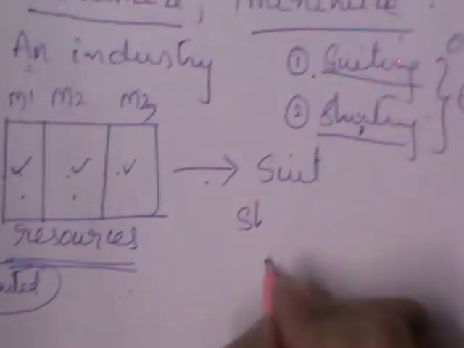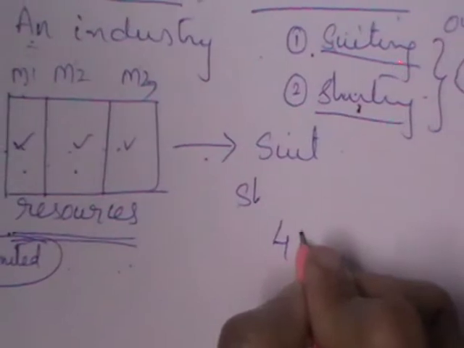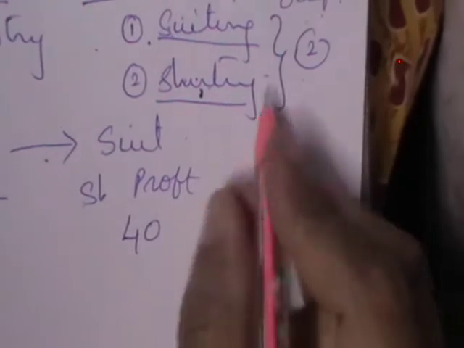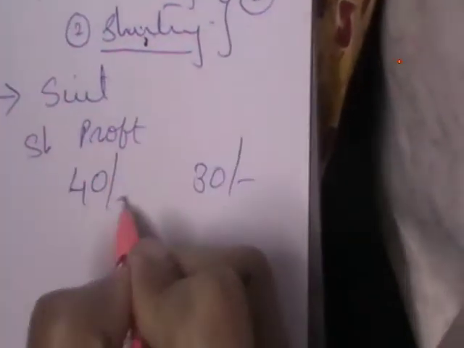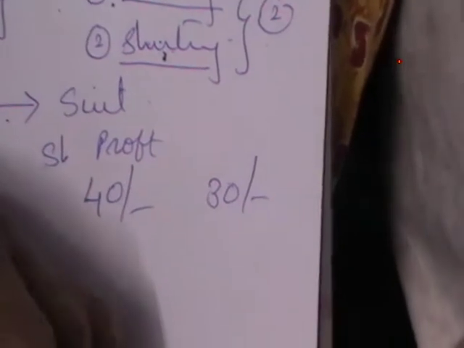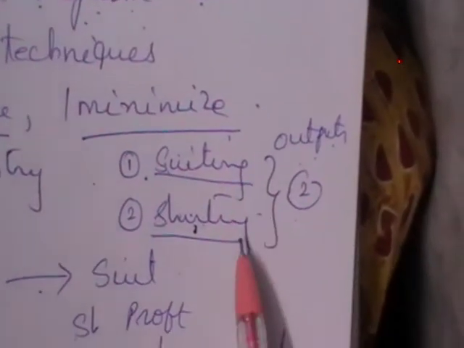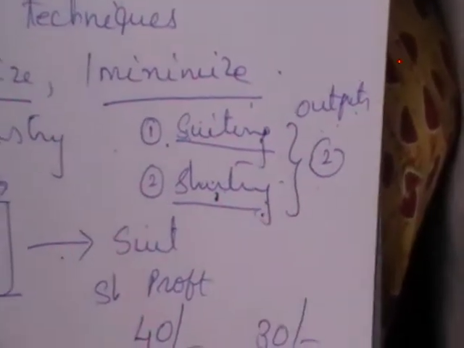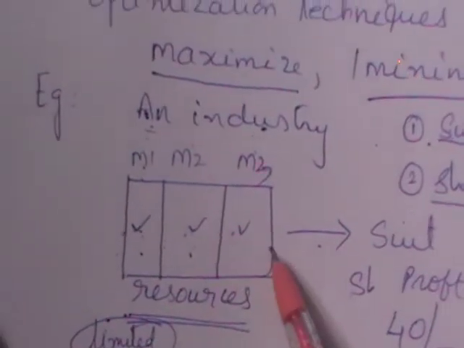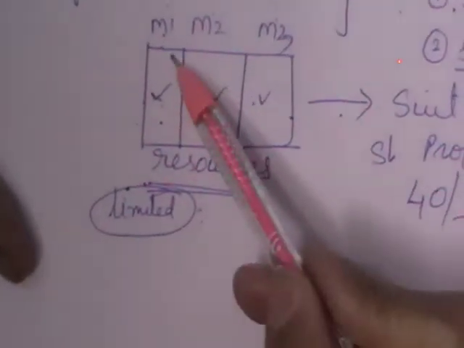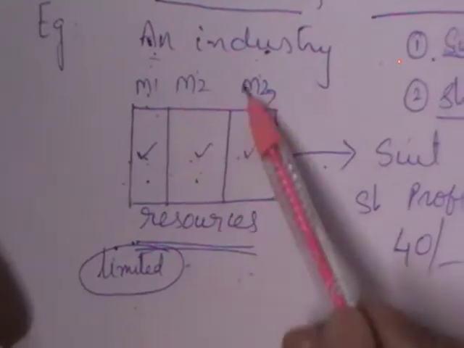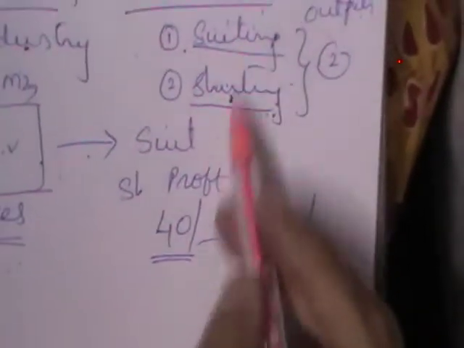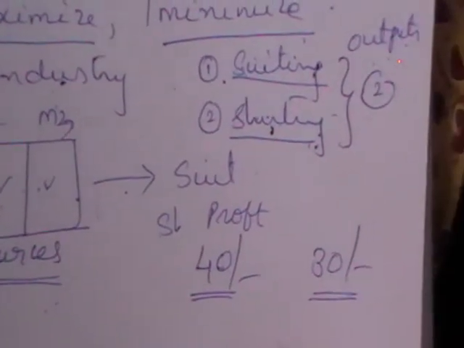So let us say that the profit on each suiting is 40 rupees, and the profit on each shirting is, let us say, 30 rupees. So this is the problem given: an industry producing 2 types of products called suitings and shirtings. To get the final output of each of these products, they should undergo each of these machines. Also, it is given that there are limited work hours on each of these machines, and the profit on each product is 40 rupees and 30 rupees here.